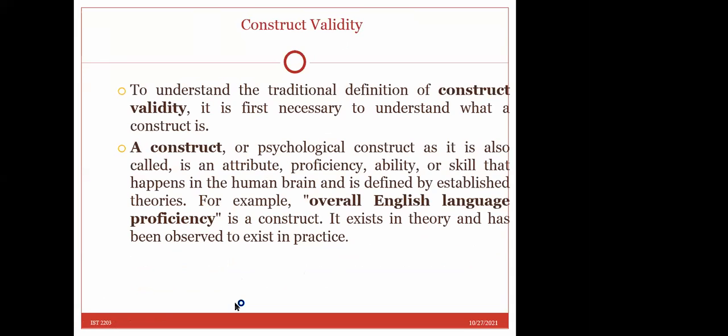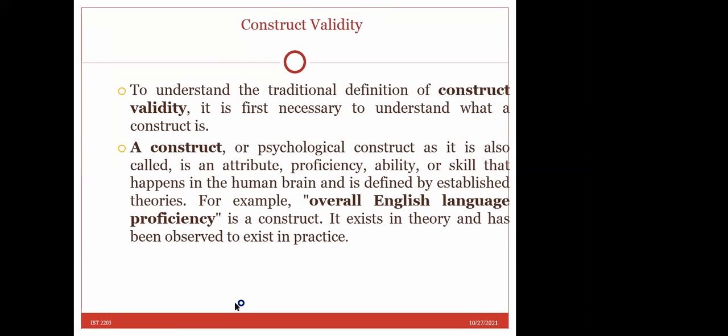So then we have construct validity. I was trying to explain that this is validity you have to be concerned about if you're going to be looking at something that is a construct. Now, a construct or a psychological construct is an attribute, a proficiency, an ability, or a skill that happens in the human brain and is defined by established theories. So it's something that is happening in the human brain. I think the heart can also apply, but it's happening within somebody, though we see it outside, it is coming from inside.